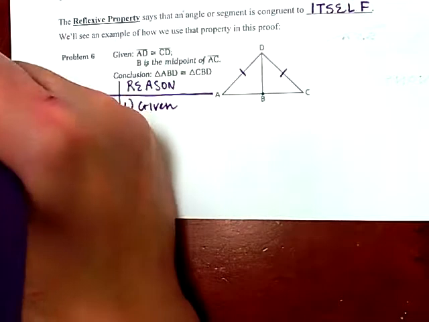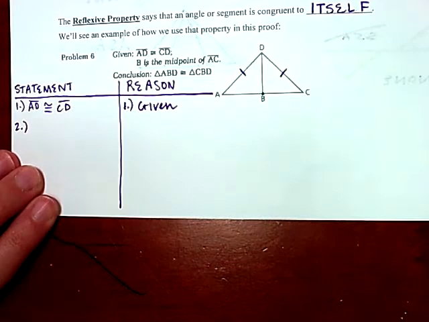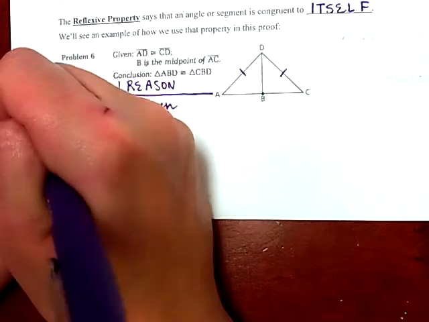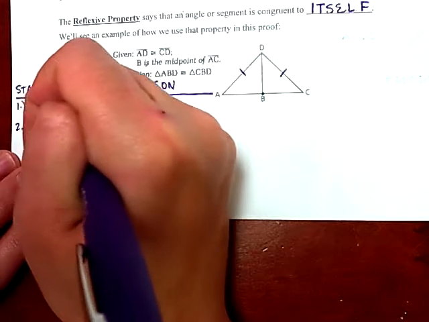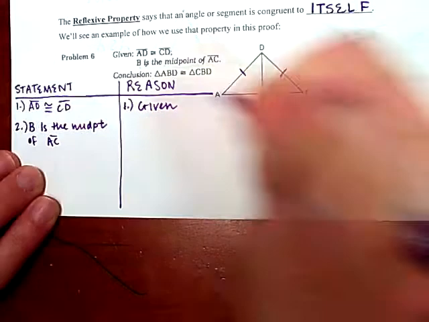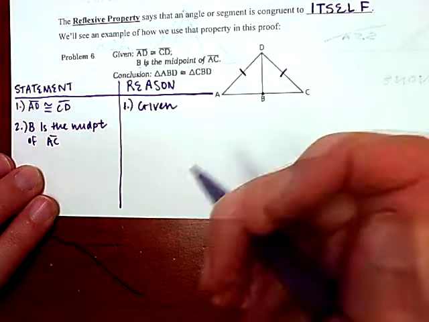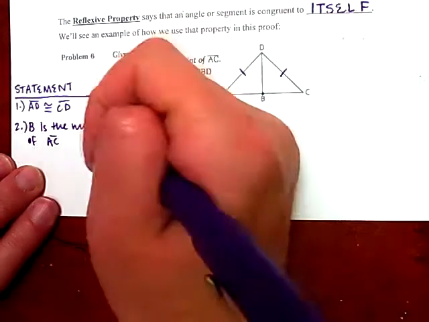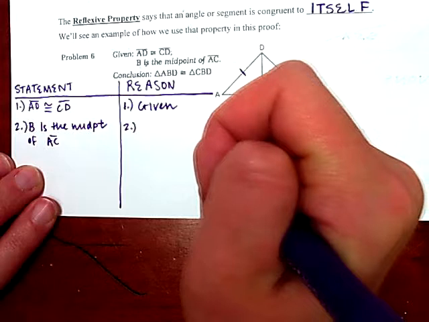Then I have my second given, B is the midpoint of AC. In the past, I've written 2 givens as one step, but I'm going to be precise here and write out my second given as its own step, and I'll show you at the end why I'm doing that.